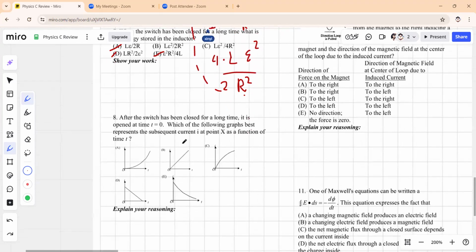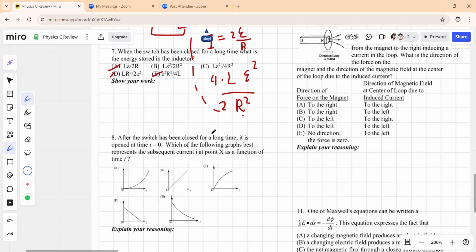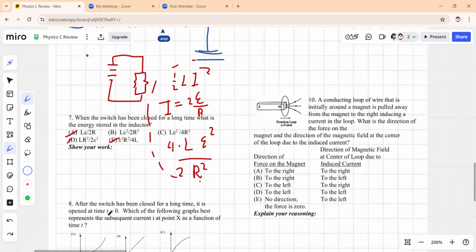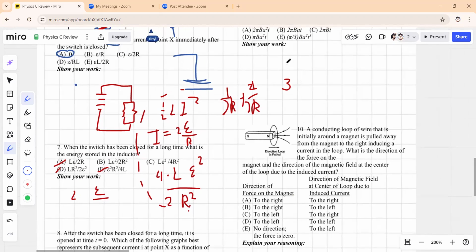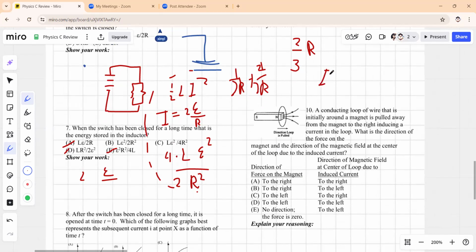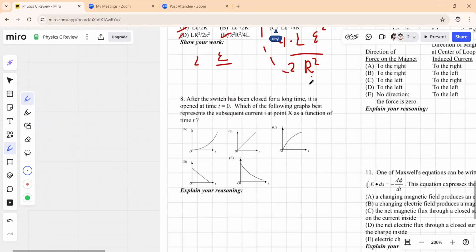Wait, so how would you do that problem if one of the resistors was 2R? It would just be E over, it'd be 1 over 2R plus 1 over R, so that's just 3 over 2R. So it's just I equals 3E over 2R. Oh, okay. Just normal resistor adding.